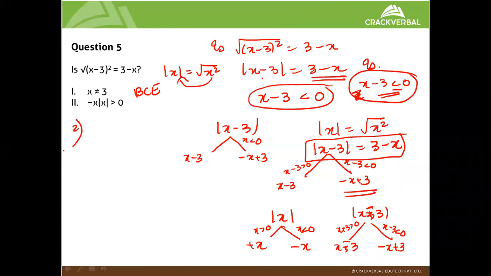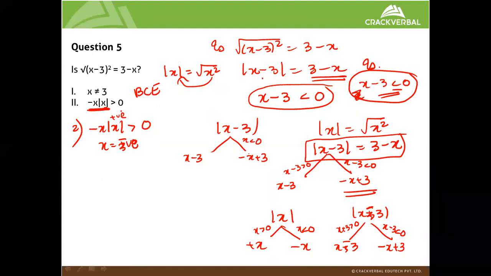What about the second statement? Would that be sufficient to say that x minus 3 is less than 0, or x is less than 3? Okay, for those who are telling me yes, it would be sufficient, perfect. Think about this. If minus x mod of x is greater than 0, just analyze this very carefully. If minus x mod of x has to be greater than 0, x has to be negative. Because mod of x is a positive quantity, minus x into a positive quantity should give you greater than 0. So x has to be negative.